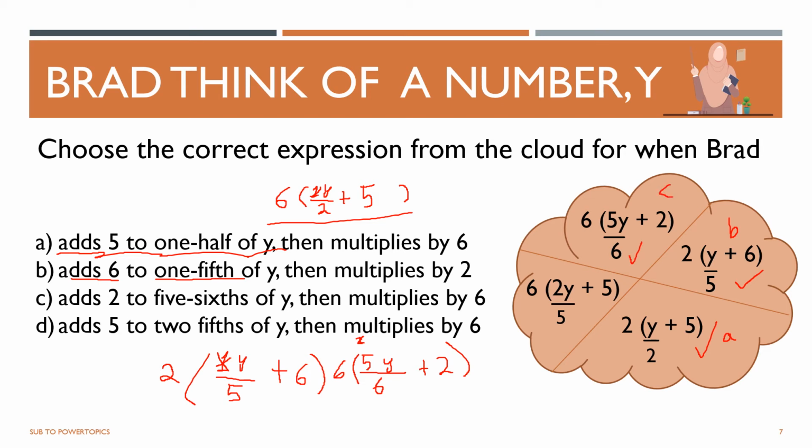Let's move on to D. Adds 5 to 2/5 of y. 2/5, 2 up here, 5 down here. The 2/5 is for y. And then we have to add 5. So this expression is being multiplied by 6. So the 6 would be here. Let's find our answer. It is here. So this is the answer for D.